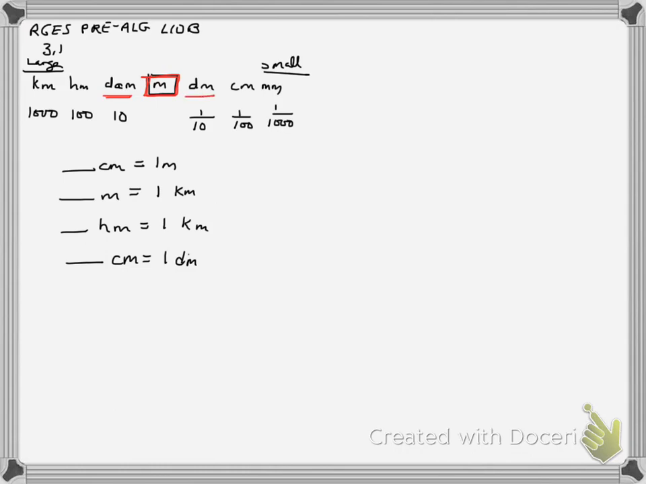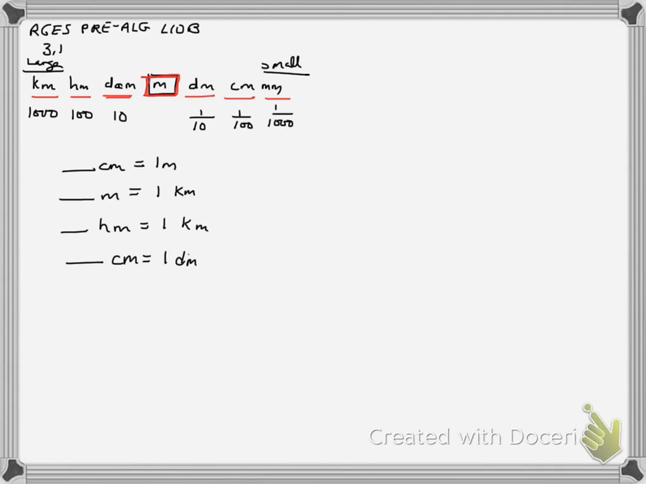Decimeter, so these both begin with the D. Decameter is larger than a meter, and decimeter is smaller. Centimeter and millimeter. So you'll want to know these basic units, you'll want to know the abbreviations and the words, and then what do they stand for?